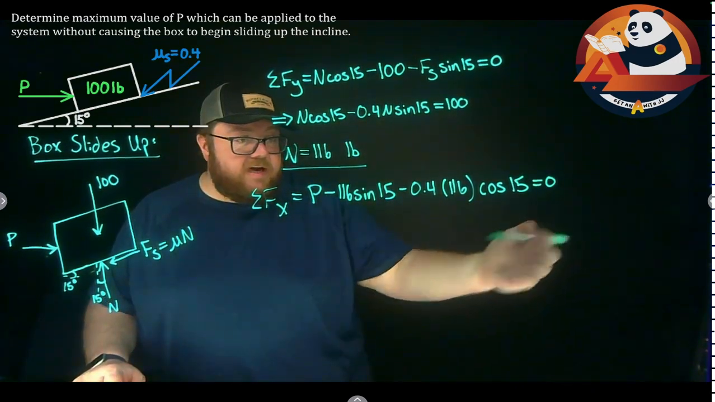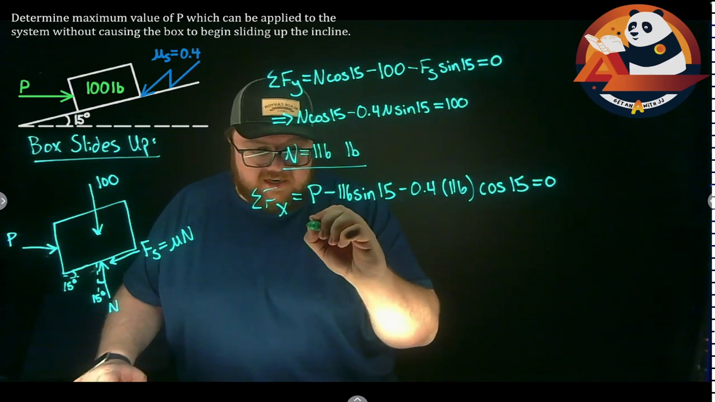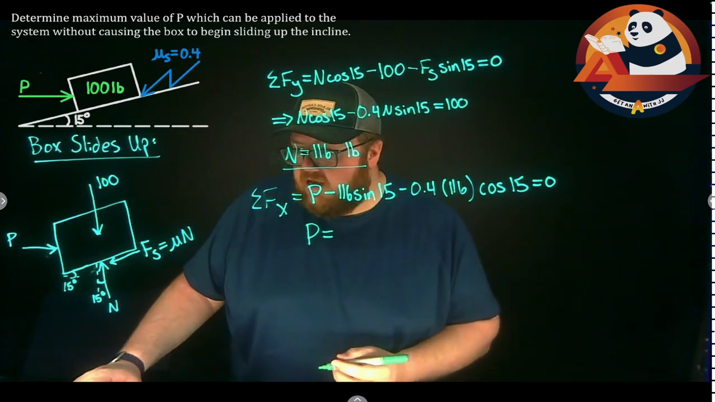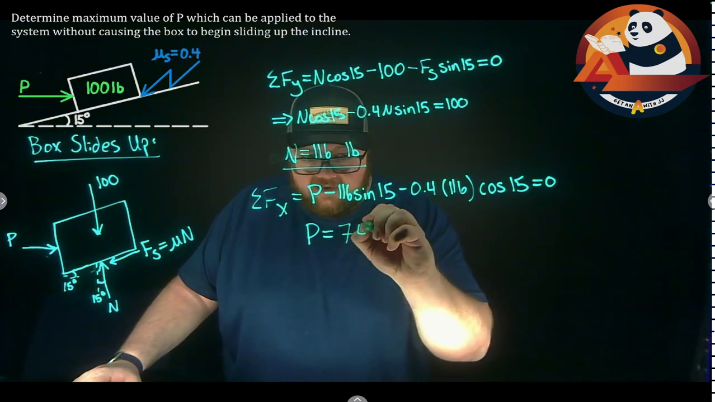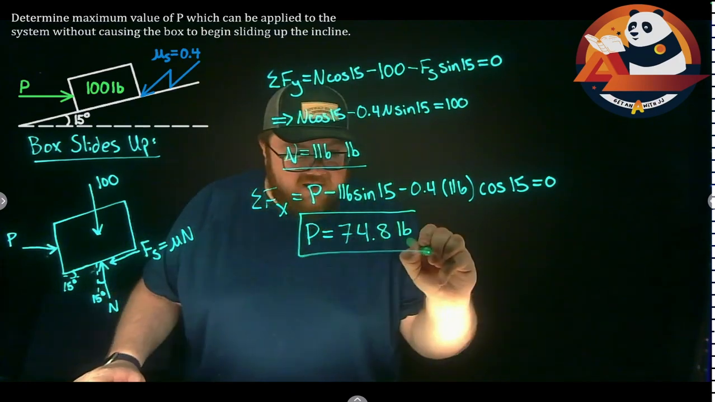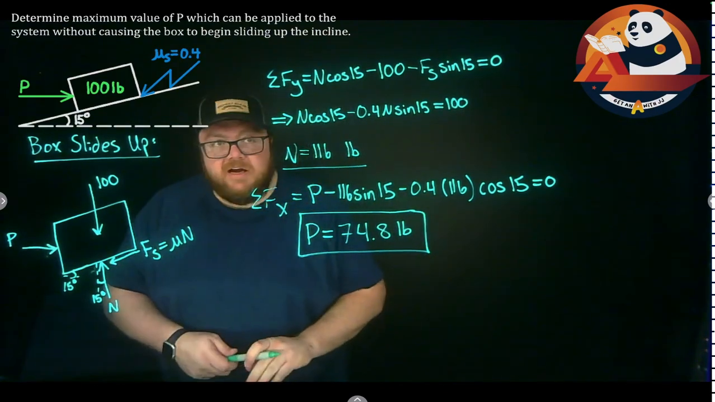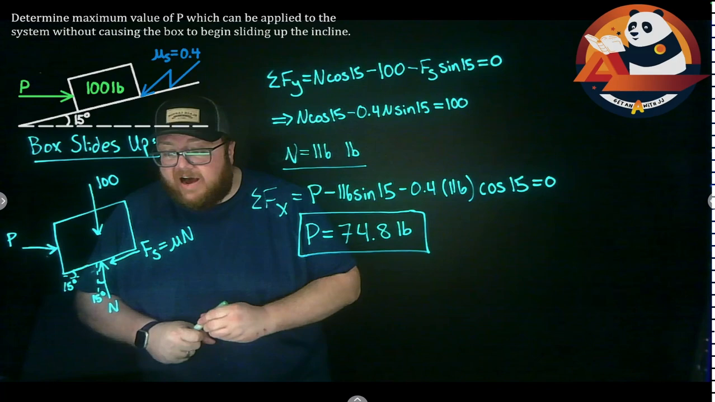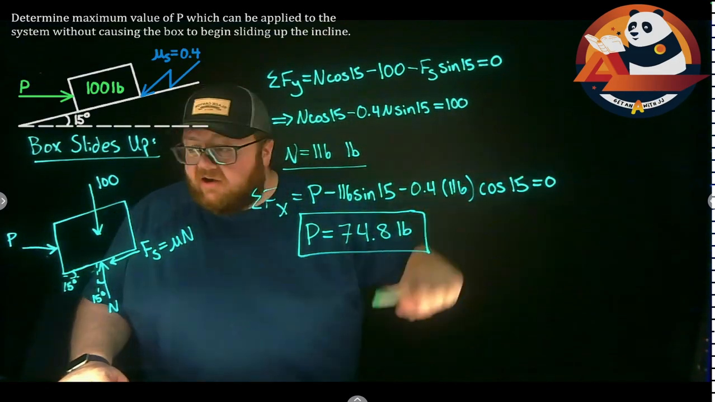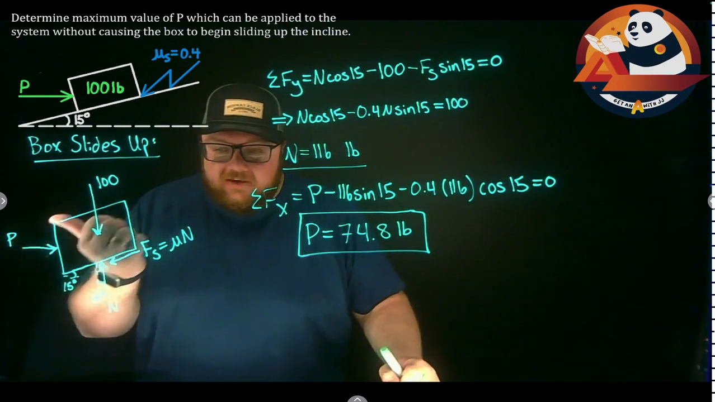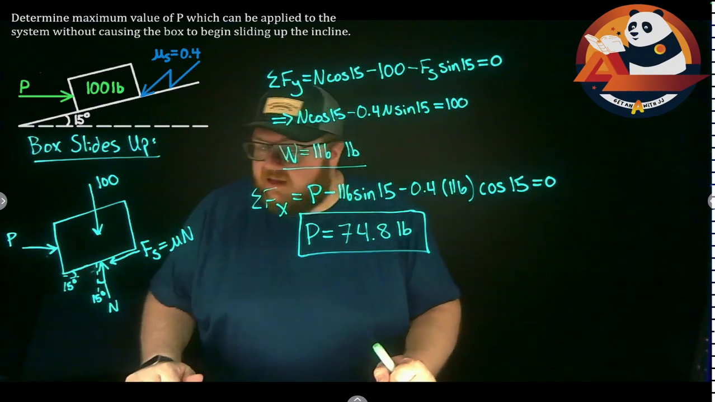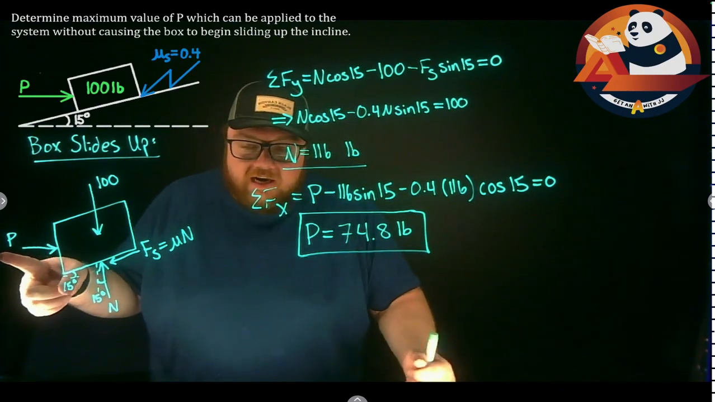If P is my only unknown in this, I can solve this and get that my force to move the box up the incline would be 74.8 pounds. And that would be my final answer in our problem here. If we are asked for what's the range of values of P for equilibrium, this would be half of our answer. This would be 1 bound. I would also be able to say, though, there's some force P that would be moving it down the incline. I would just set that up and expect a negative value in here.